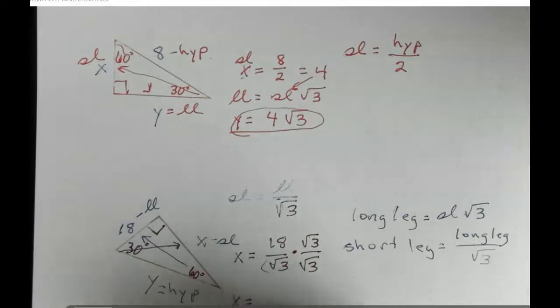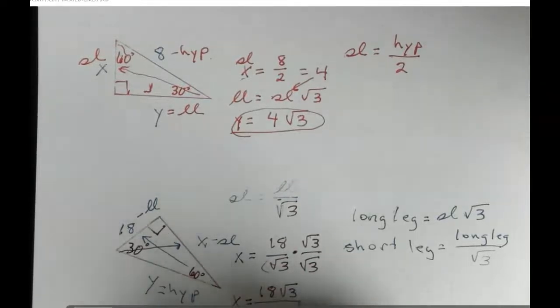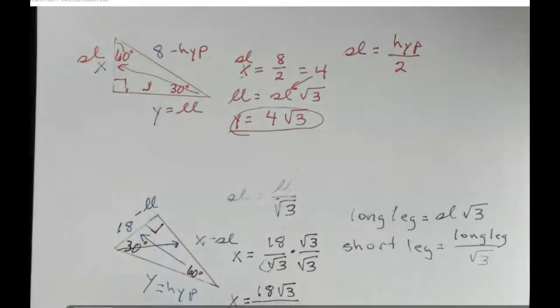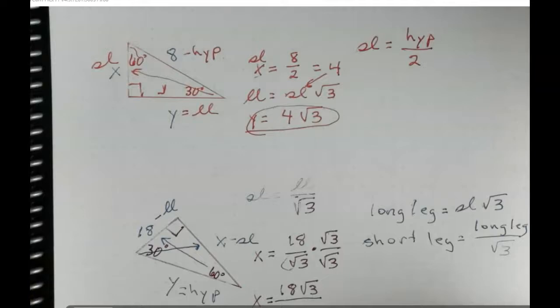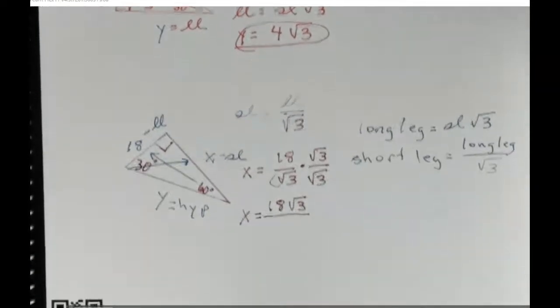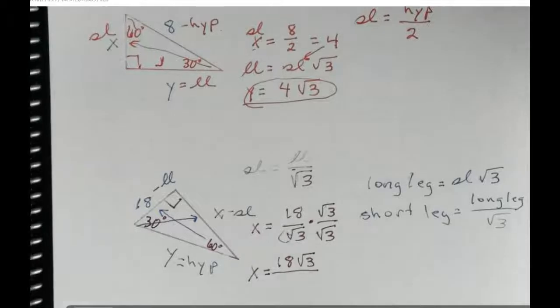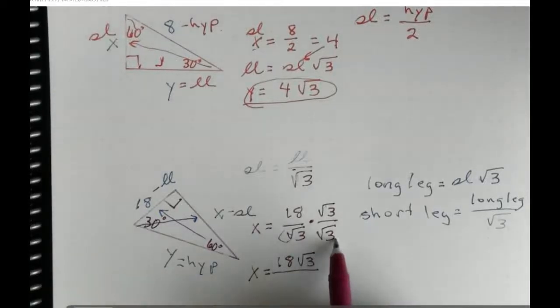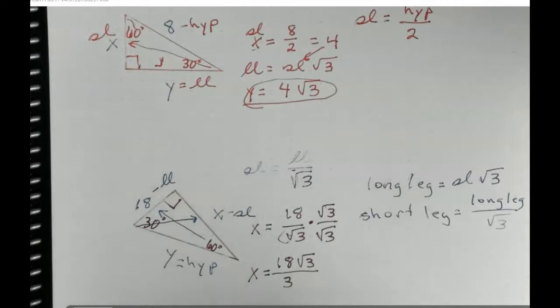Don't worry, it's okay. You just want to do one step at a time. So we multiply across. 18 times the square root of 3. And remember, the reason why we multiply the square root of 3 the first time is to get rid of the radical. Okay, so we're getting rid of the radical. The radical is no longer there, and our denominator is 3.